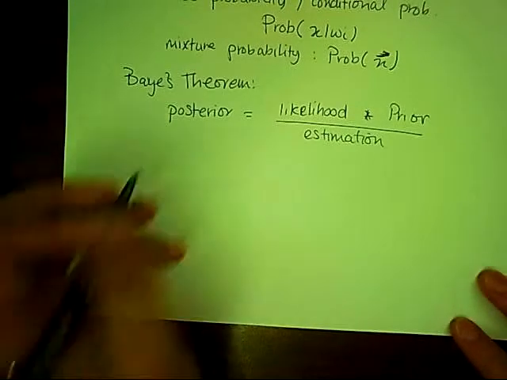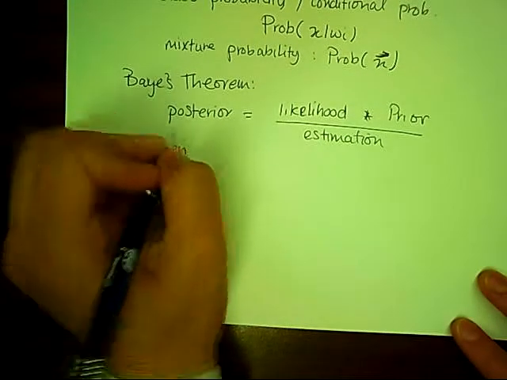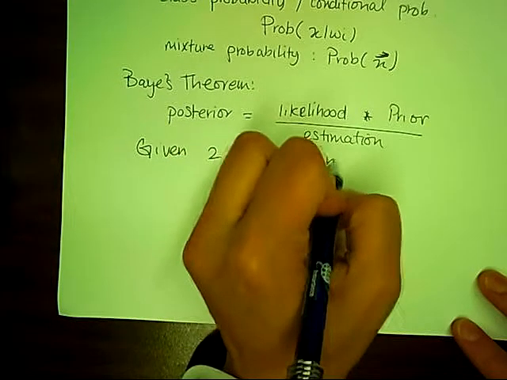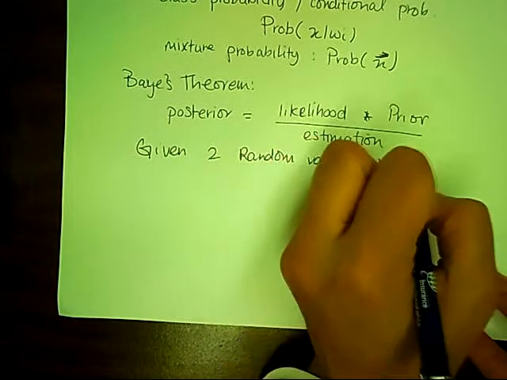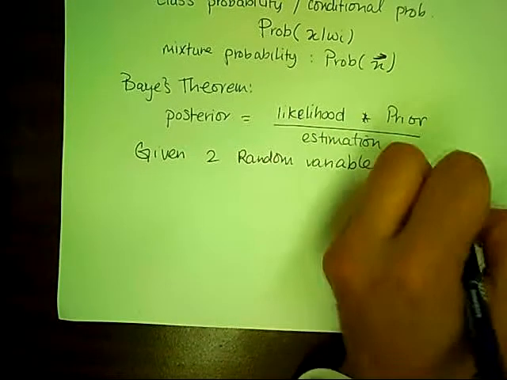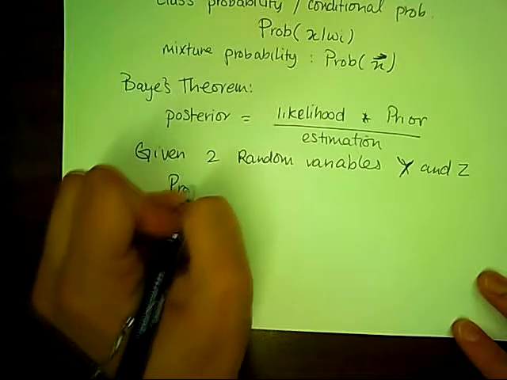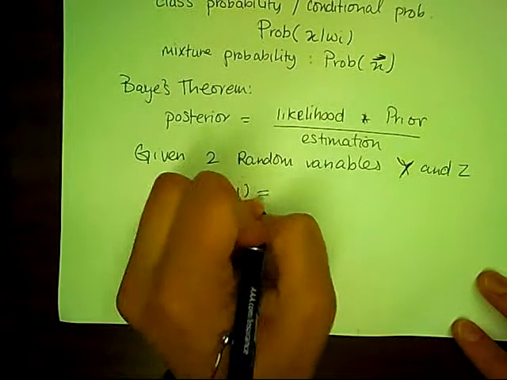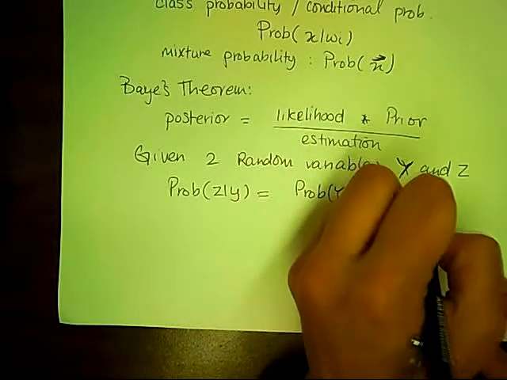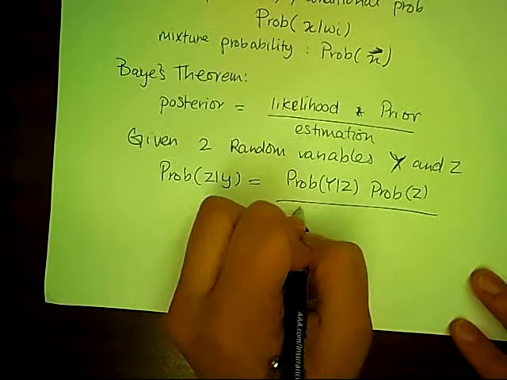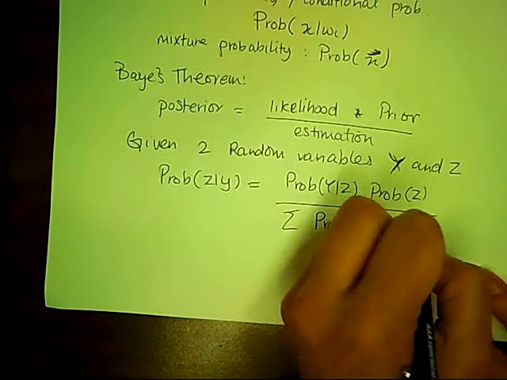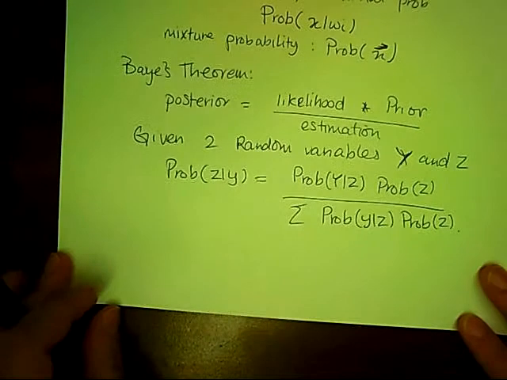Now, in the discrete sense, given two random variables, y and z, the probability of z given y equals the probability of y given z times the prior of z, over the summation of the probability of y given z times the prior of z.